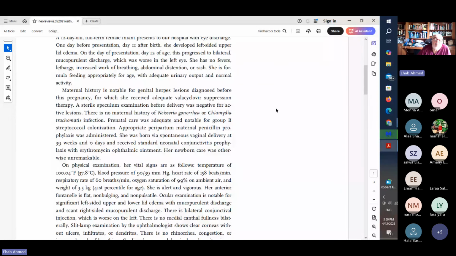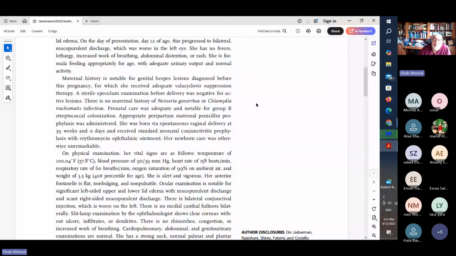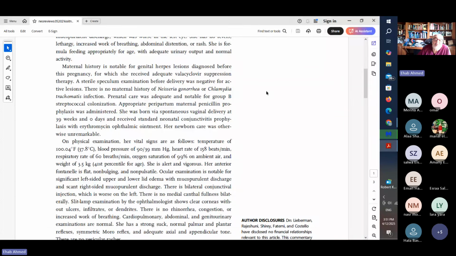Maternal history is notable for genital herpes, but these lesions developed before pregnancy and were adequately treated with acyclovir. But the problem with herpes is that it can recur, so be careful about that. But she received valacyclovir suppression therapy. A sterile speculum examination before delivery was negative for active lesions. So at the time of delivery, she didn't have active lesions.